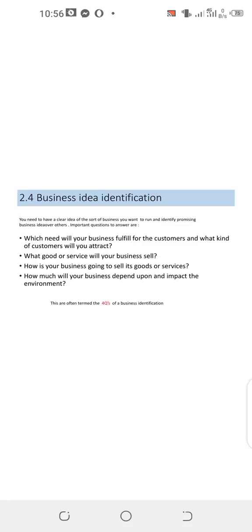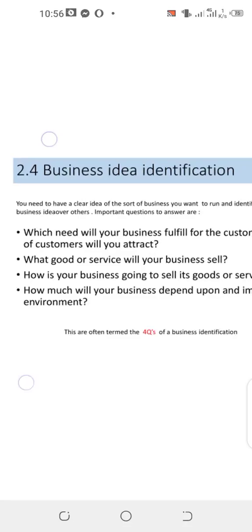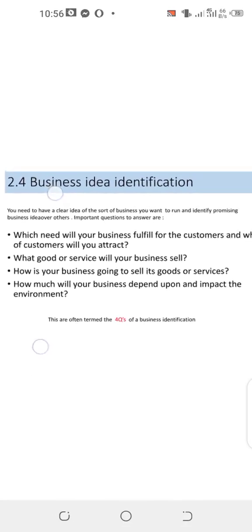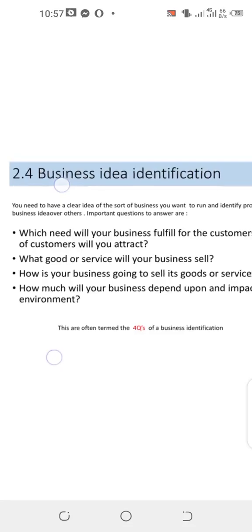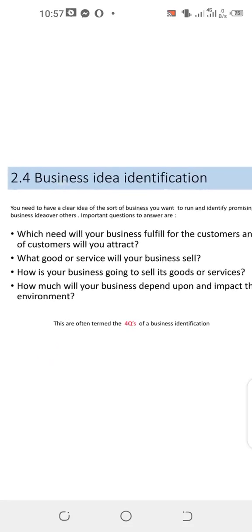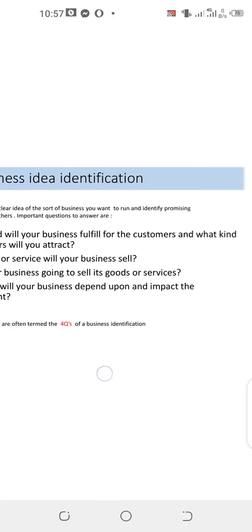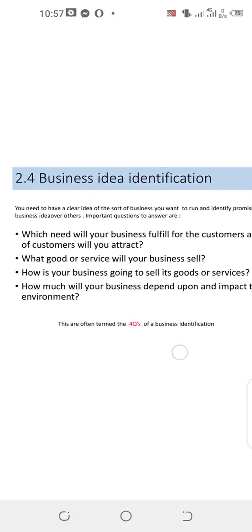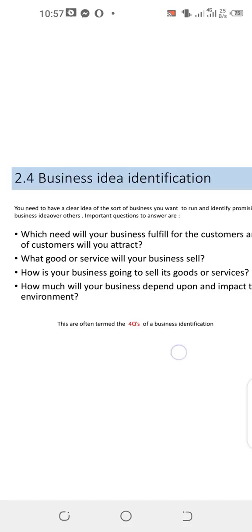Okay, so talking about the four cures of business identification, this is it here. The first question you need to ask is, which need will your business fulfill for the customers, and what kind of customers will you attract? As I said in the previous training, the aim of a business is to solve a problem in the society. If you are coming with a business just to make money, believe me, that's not a business.